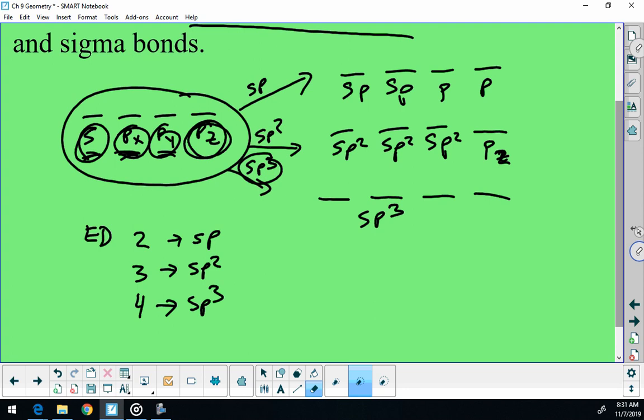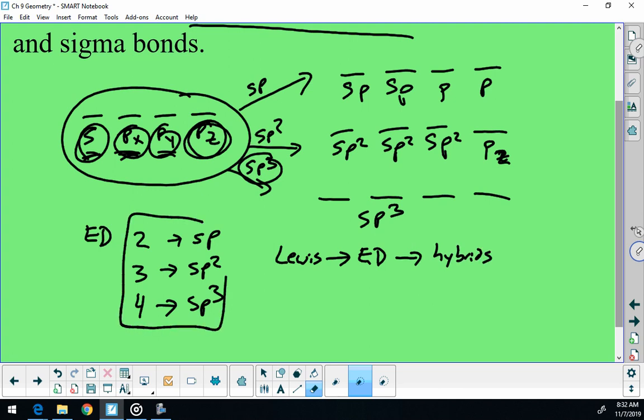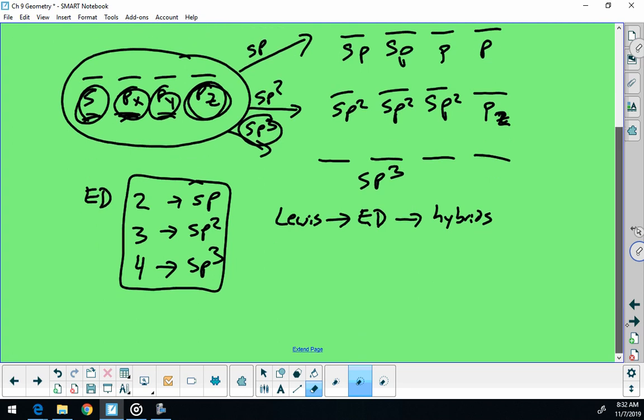So what's the process I'm going to follow when I look at a problem? First thing I'm going to do is draw my Lewis structure. Once I have my Lewis structure, I'm going to identify my electron domains. And then once I have my electron domains, I'm going to choose my hybrids based upon this. All right? Okay, so that's the basic idea of what we're doing. Now, let's go ahead and work some of these.